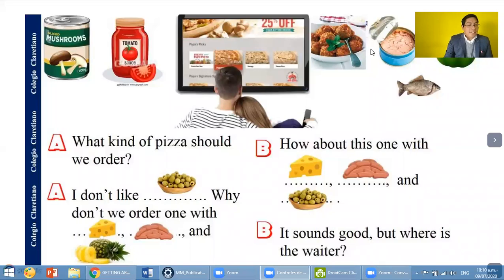Let's start this class, please, first making a revision from the last class, when we learned how to order food in a restaurant, okay? Tell me, please, some vocabulary we learned from the last class, okay? Xiomara, please, tell me one vocabulary from the last class. Xiomara, no? No idea? Okay, Fabrizio, please, tell me one.